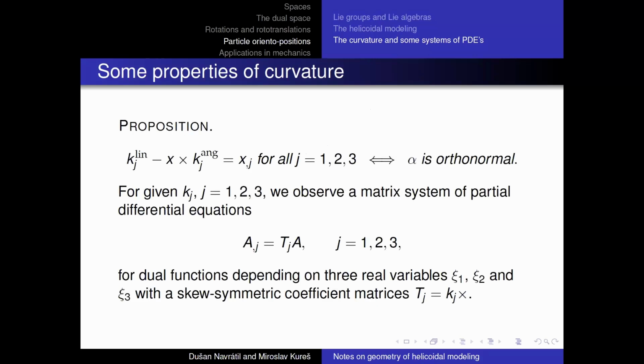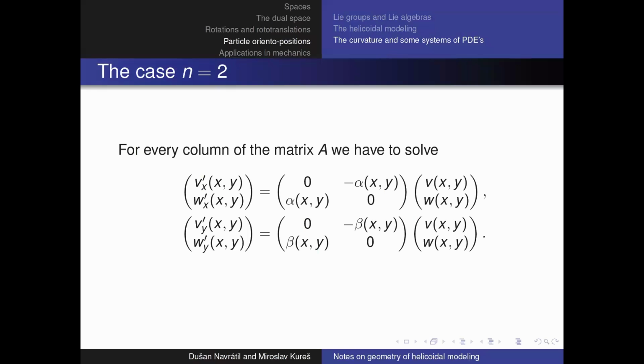There is one proposition for a given curvature vector. This equation holds where the Tj is some symmetric matrix of coefficients from this vector. And this brought up the question, what is this? It is a first order system of partial differential equations. So for example, for the two-dimensional case, it looks like this.